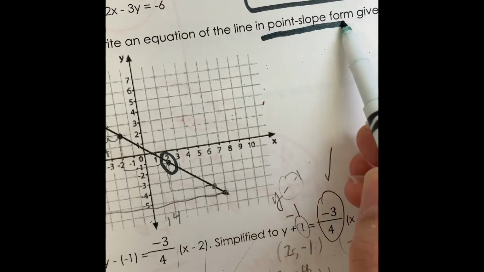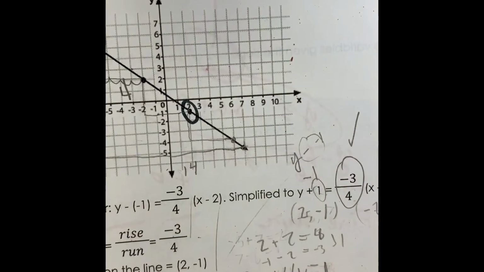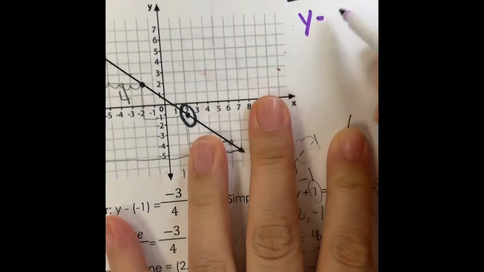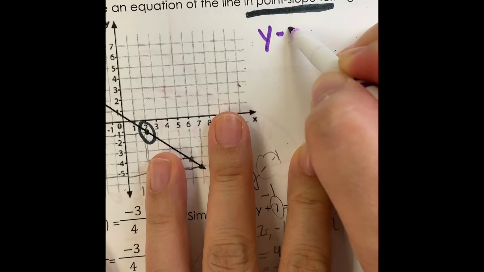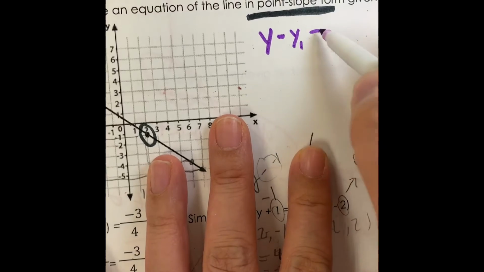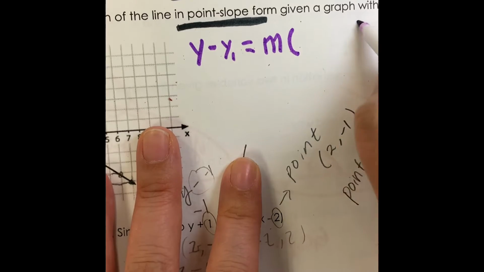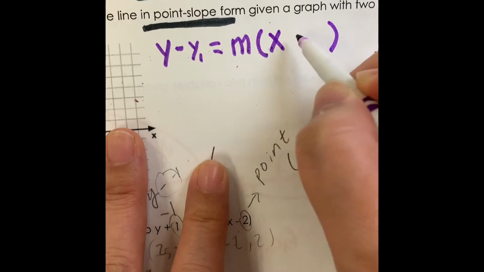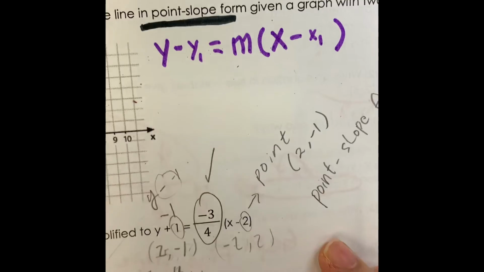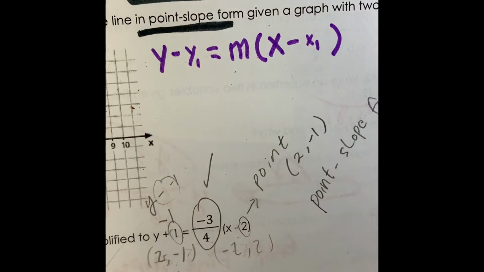Can you tell me what is point slope form? We studied it. Can you give me the form? y minus y1, where y1 is just the y value of one of the points, is equal to m, the slope, times parentheses x minus x1. Very good. So (x1, y1) will be one of the points on the line.